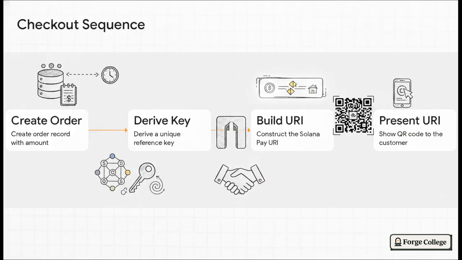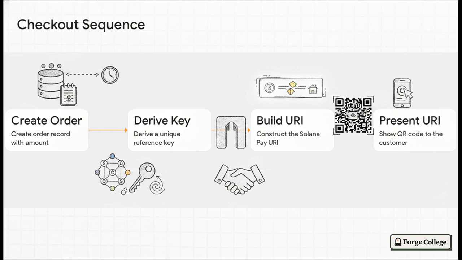So how do we actually build that out? Well, here is the exact backend sequence to generate a Solana Pay payment request URI for a USDC amount. Step 1. Create the order record in your database. You've got to log the order ID, the amount, and the expiry time. Step 2. Derive that unique reference key we just talked about. You tie this newly generated public key directly to your internal order ID.